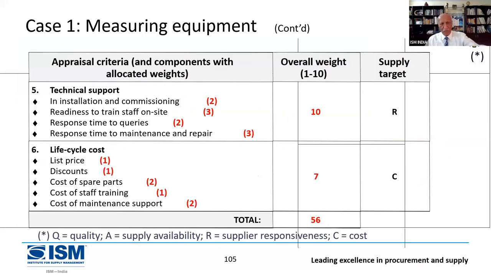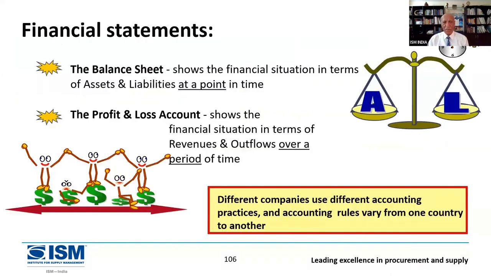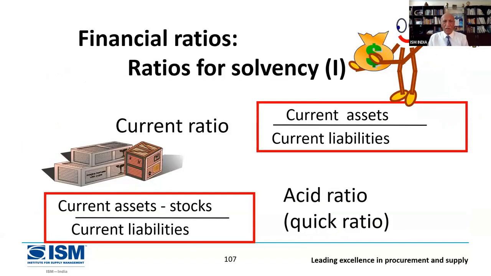So within technical support, we got 4 bullets, life cycle cost again with 5 bullets around, and then you score each one. So appraisal becomes very mathematical, it's more transparent. Financial statements: the balance sheet shows the financial situation, and the profit and loss accounts. Now here, I don't know whether you guys are doing it or not, but this is a very good one. You don't want to land up with a contract with a company that is financially zero, already getting bankrupt.